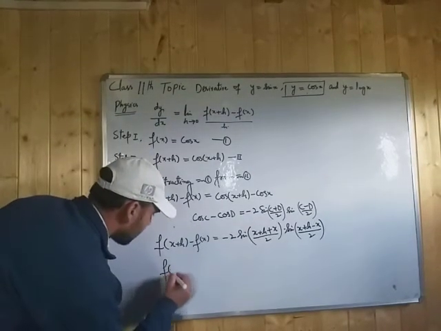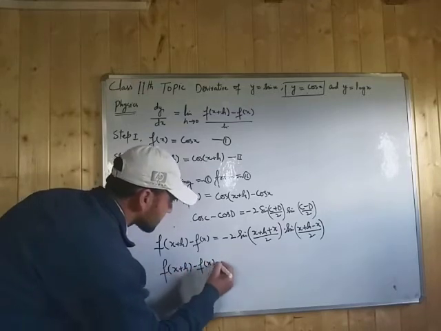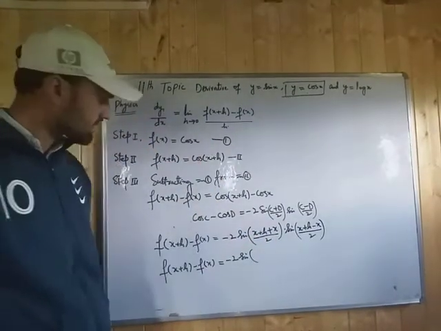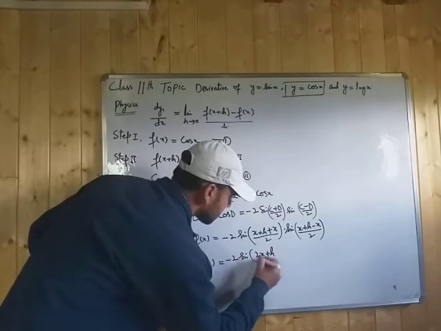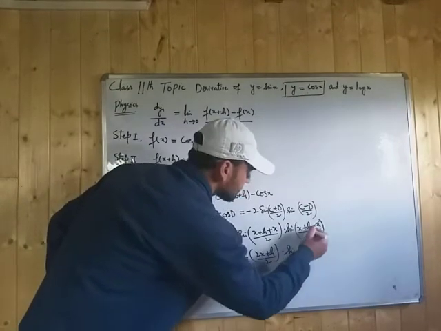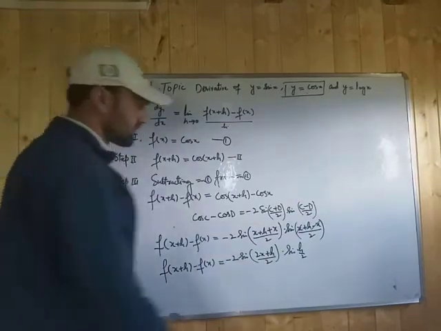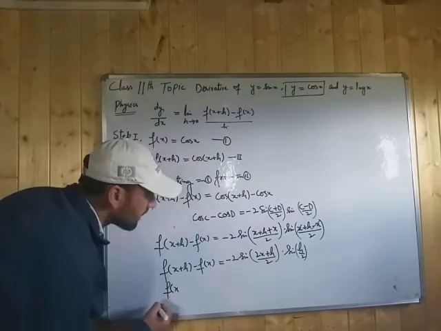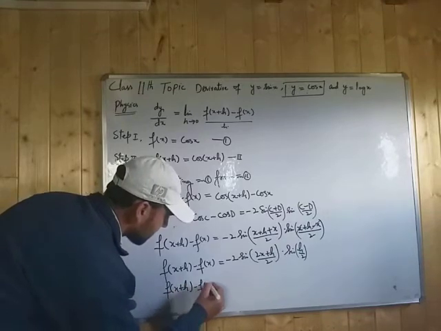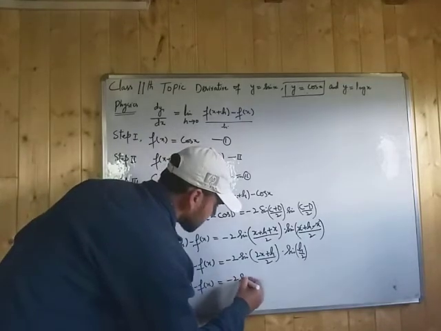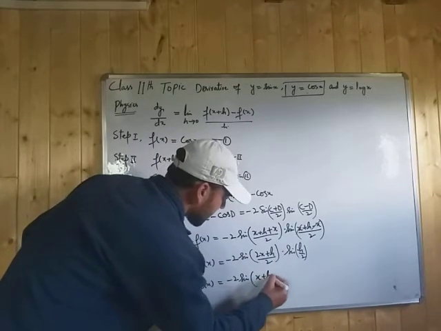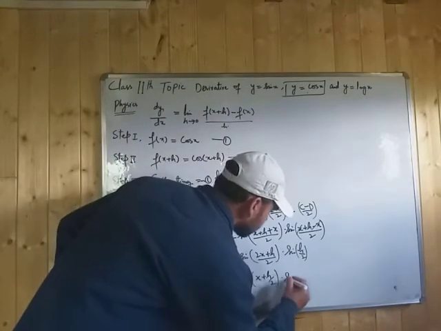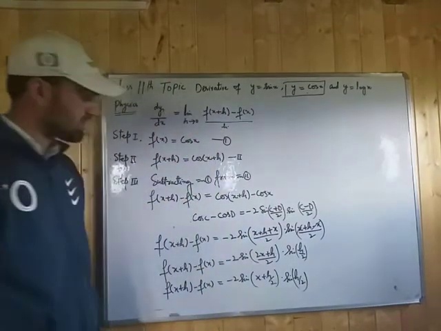Okay, so we'll write here f(x+h) minus f(x) is equal to minus twice sine of (x+x), so it will be 2x plus h divided by 2, into sine of, so this and this will cancel each other, so this will be h here. So f(x+h) minus f(x) is equal to minus twice sine of (x+h)/2 into sine of h/2.